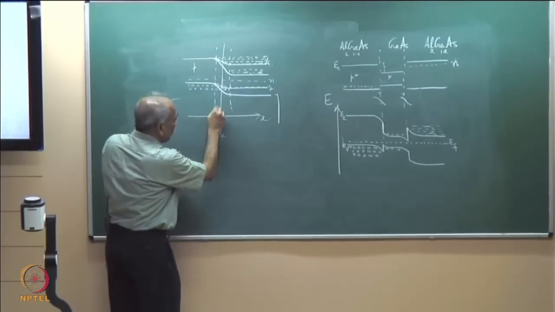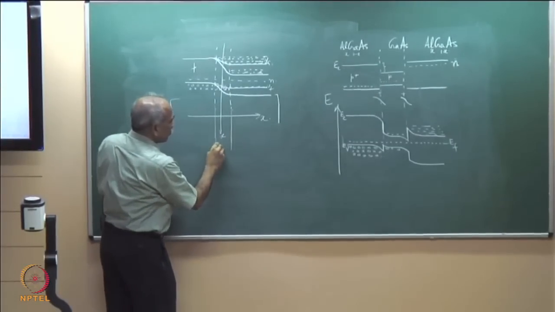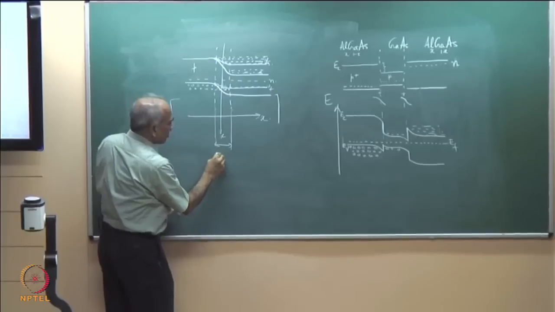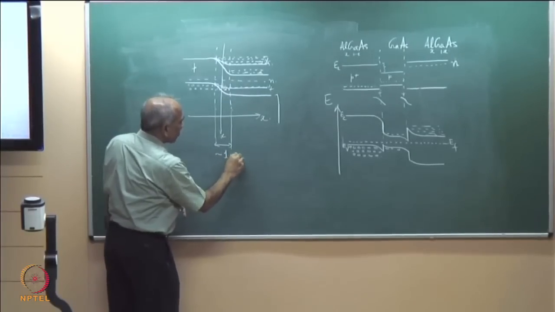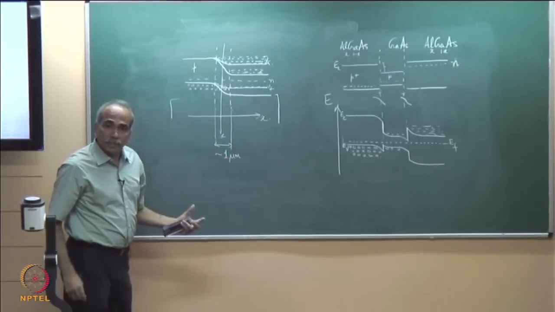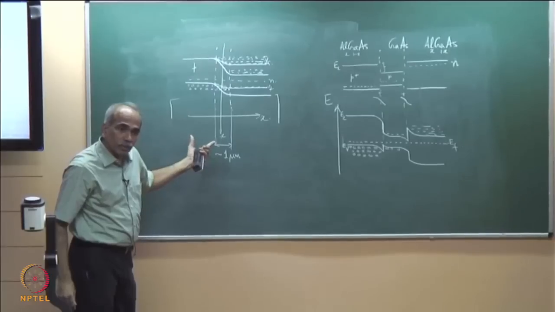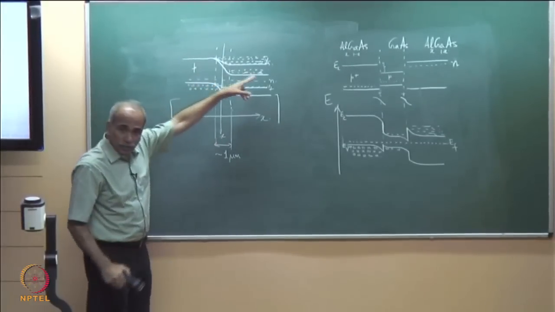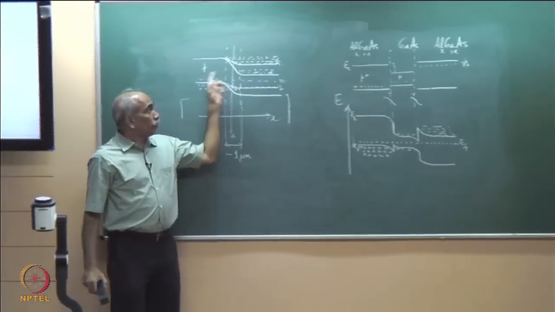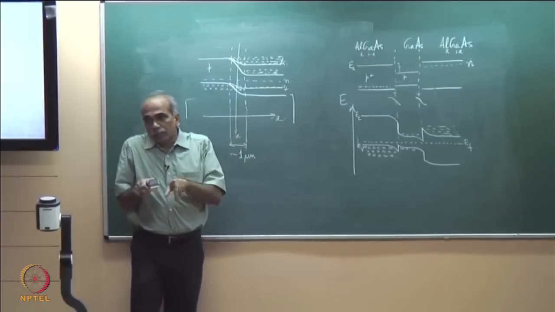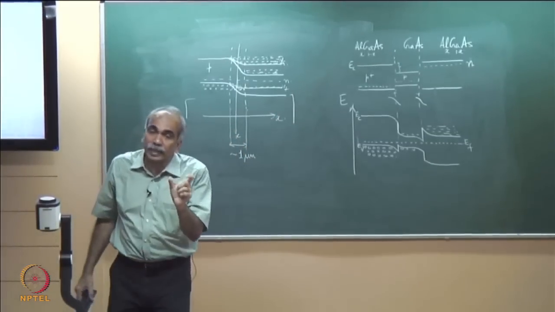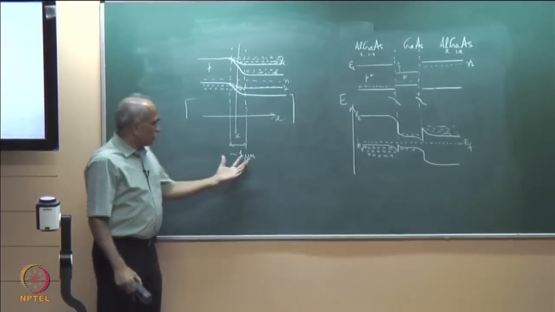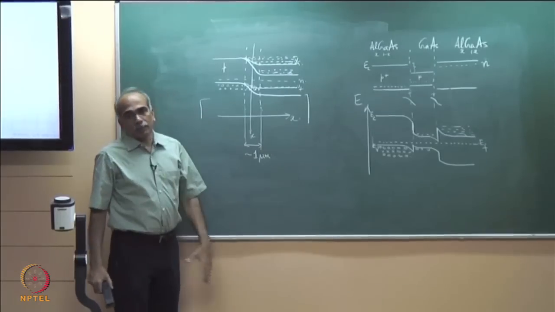But this region, this variation here, is approximately 1 micrometer in typical semiconductors. The width of the depletion region, of course, depends on the doping concentration. If the doping concentrations are high, the width of the depletion region is small and the field is very high there. But in general, it is of the order of 1 micron.